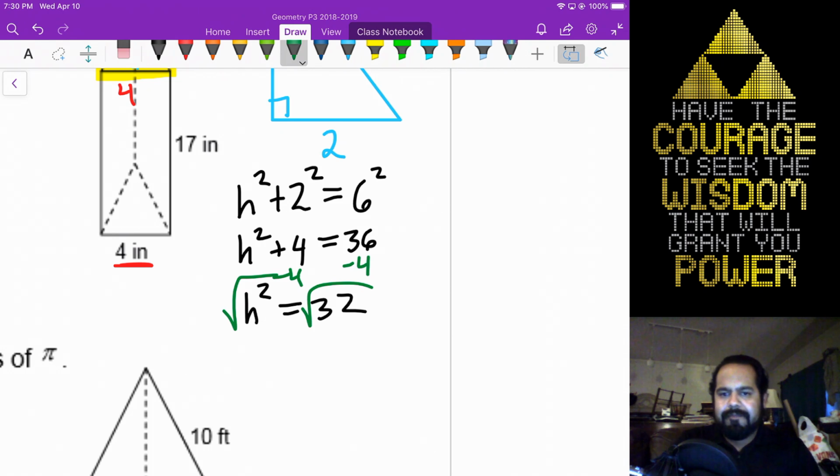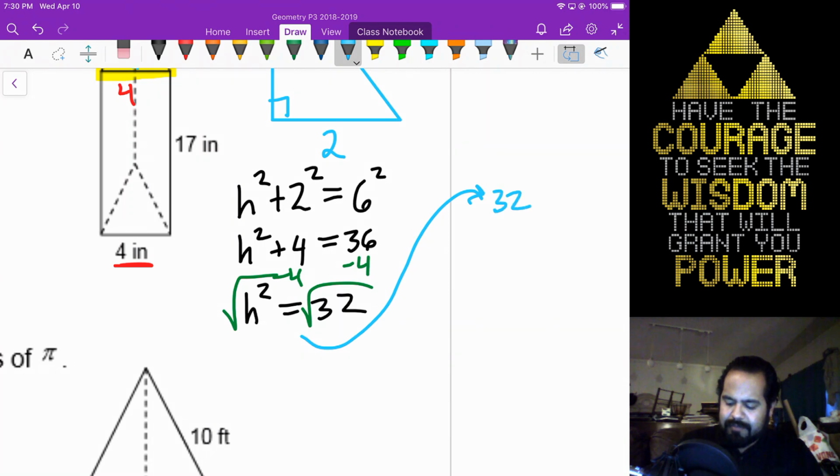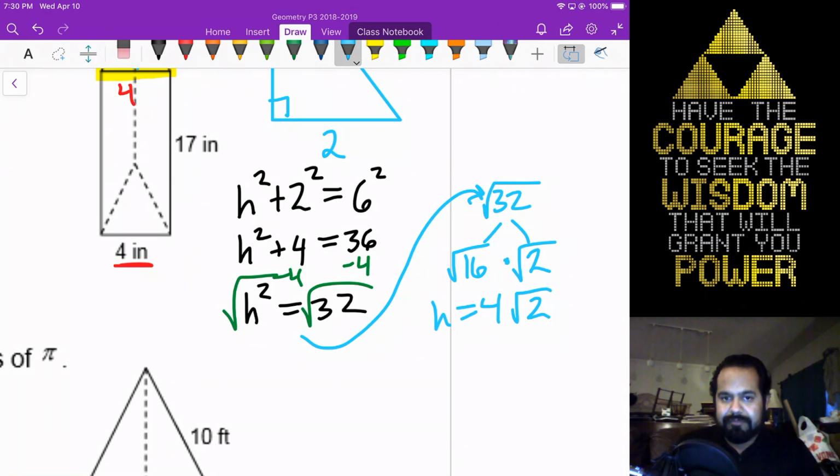Wait a second, Mr. T. 32 is not a perfect square, so I'm going to leave it alone. No, you're not going to leave it alone. You're going to break it down. So check this out. 32, if we break this down, I'm going to use the perfect squares method because that's just quicker. I know that 4 goes into 32, 9 doesn't, 16 does, and I'm pretty sure 16 is our biggest perfect square. 16 times 2. So if we take the square root of 16, that's going to give us 4. Square root of 2 we leave alone, so h equals 4 rad 2.